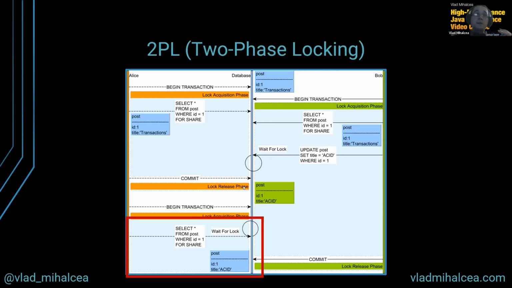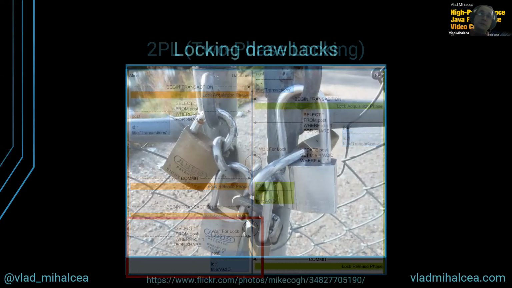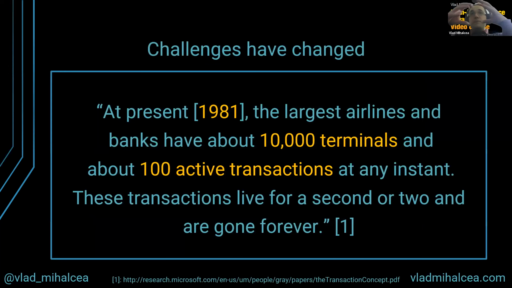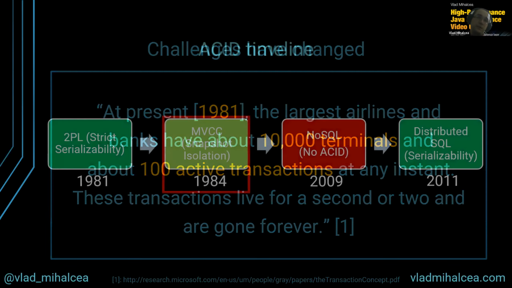It's very simple. It provides you with strict serializability, but it really doesn't scale. That's why all databases moved on from two-phase locking eventually to MVCC. Also, when two-phase locking was first introduced into applications, the challenges were very different than what we have today. There were terminals, mainframes, and only 100 active transactions. That's just tiny compared to the internet and the amount of traffic we have nowadays.